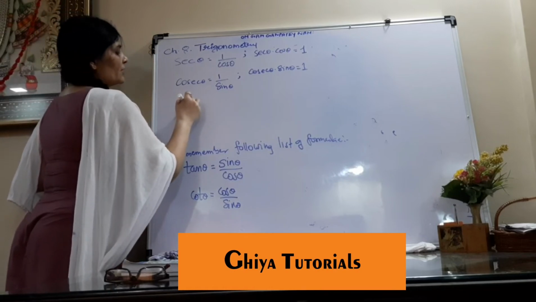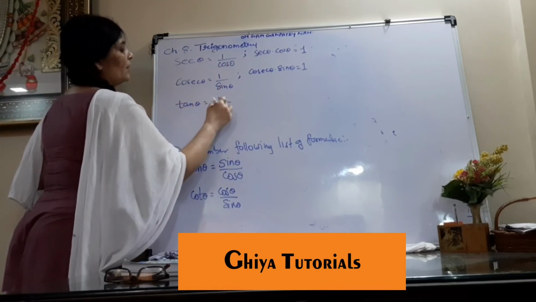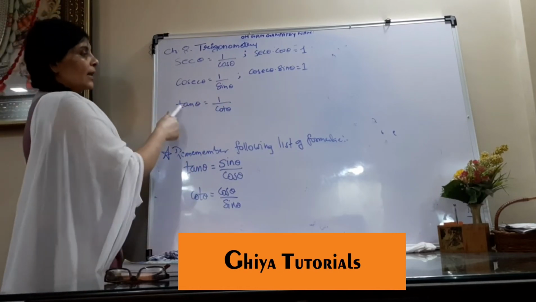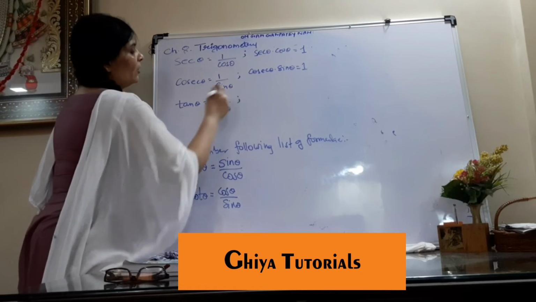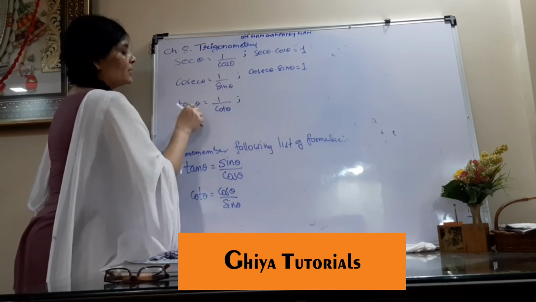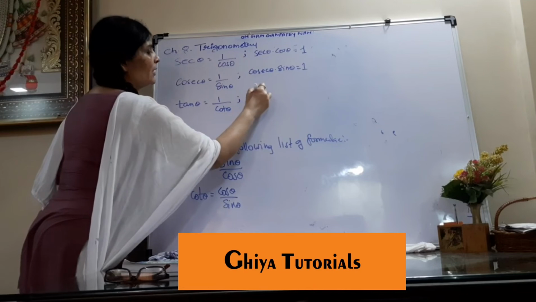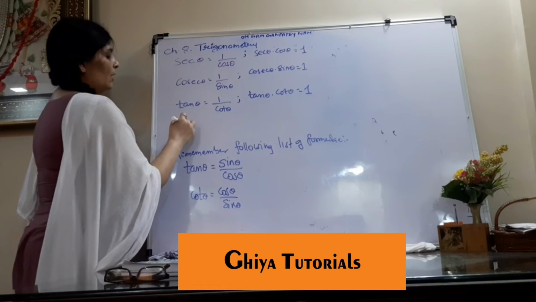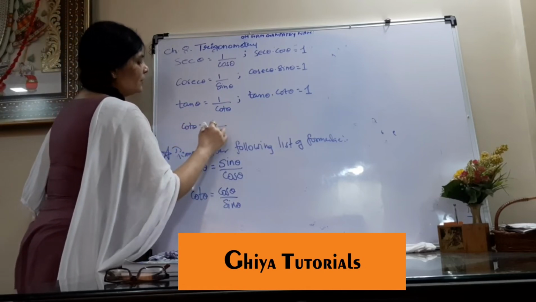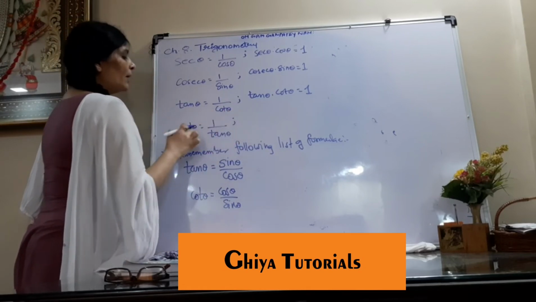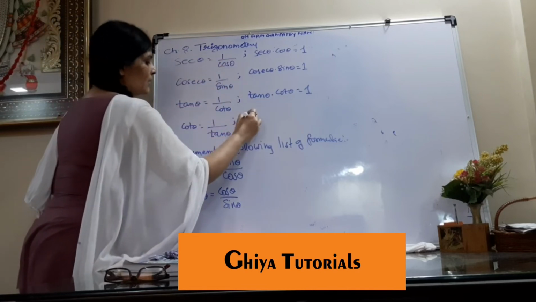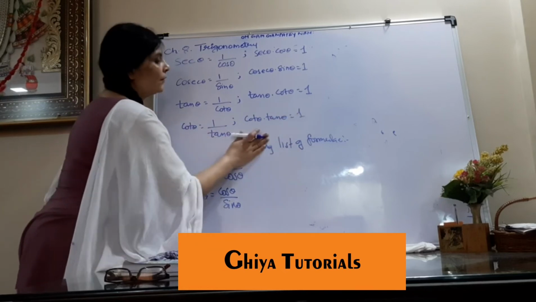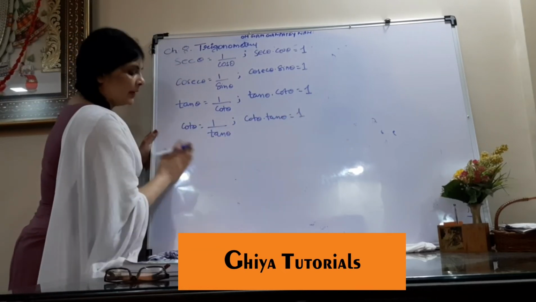Still one more inverse function we have: tan theta equals 1 upon cot theta. We know tan and cot are inverse functions of each other. So tan theta equals 1 upon cot theta, or cot theta equals 1 upon tan theta, and cross multiplying, tan theta into cot theta equals 1. So these are again important formulae you have to learn.